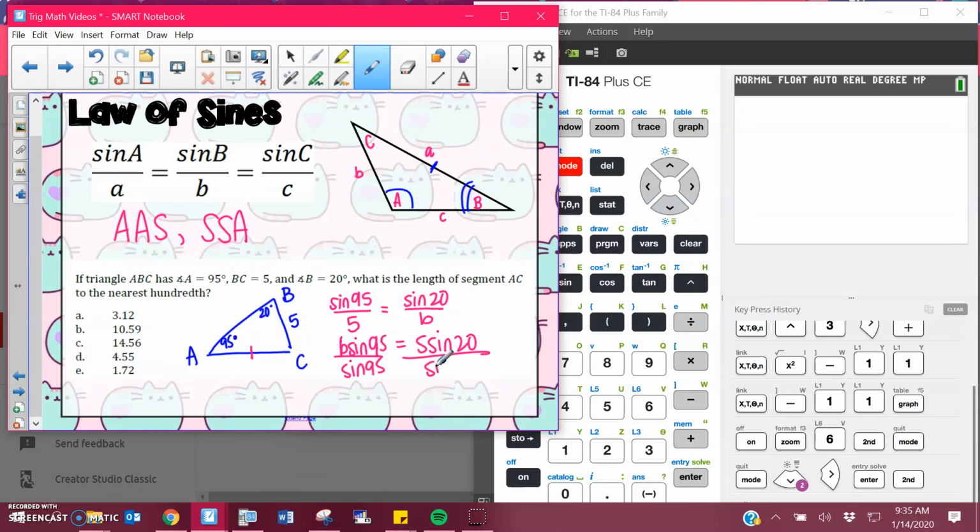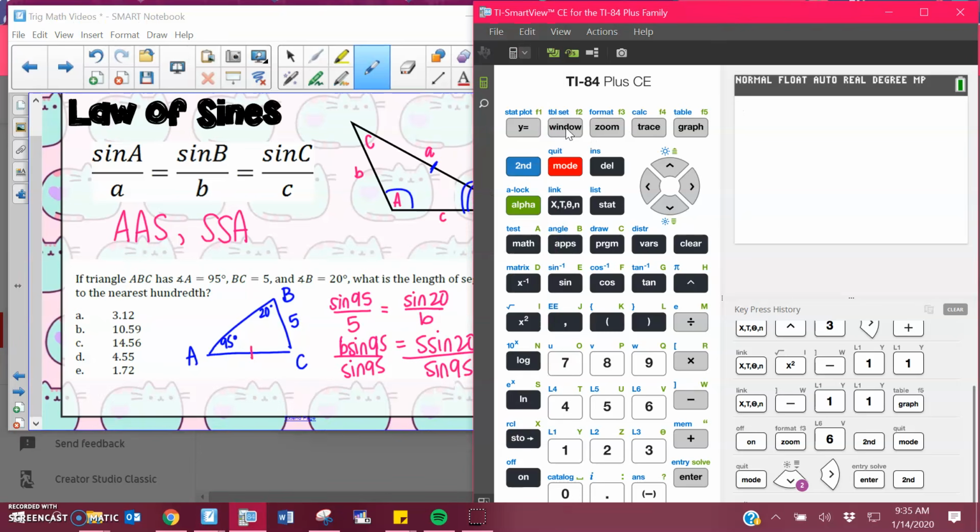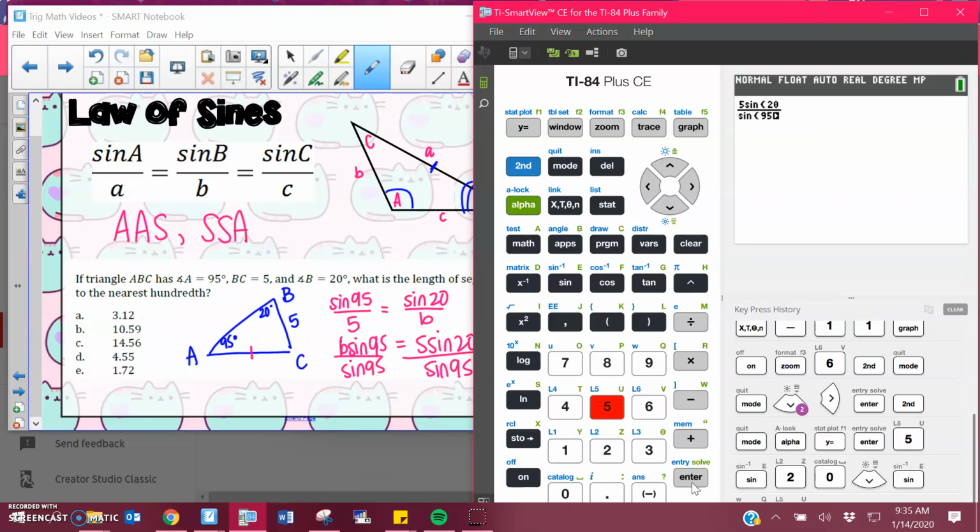Okay, the more things you can type into your calculator at once, the easier your life is going to be. So again, try to get as much ready as you can. Don't just keep doing step by step by step. So I'm going to have 5 times the sine of 20 over sine of 95. And then I'm going to get that decimal approximation, which is 1.72.